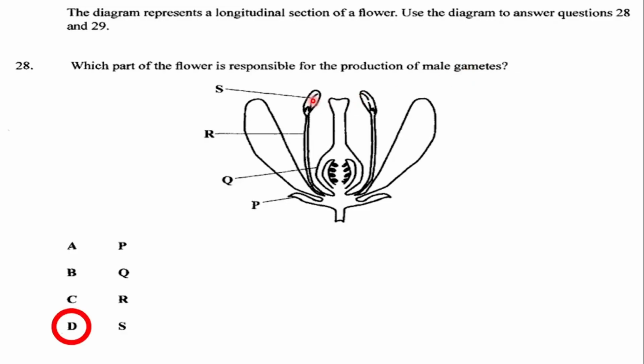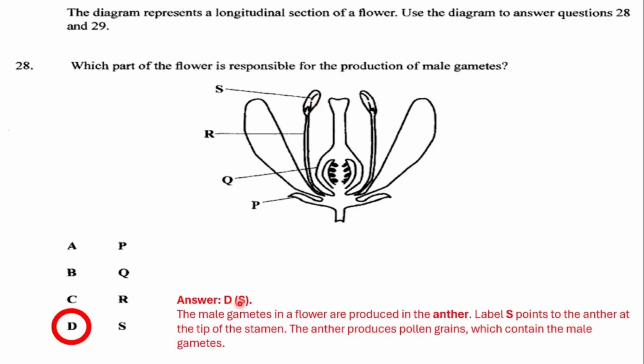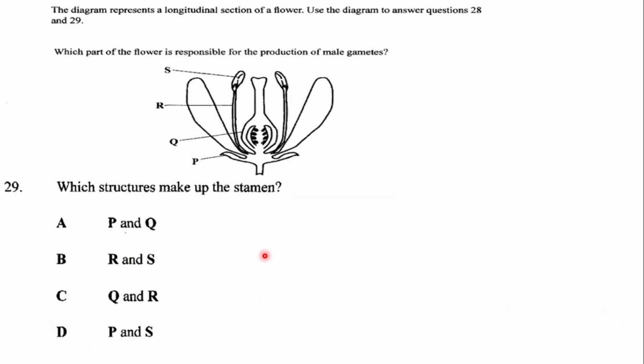That is the anther. So the male gametes in the flower are produced in the anther. Label S points to the anther at the tip of the stamen. The anther produces pollen grains which contain the male gametes. So the correct answer is definitely going to be S, which corresponds to the letter D, and that is referring to this structure, label S, the anther. So let's move on to question number 29.